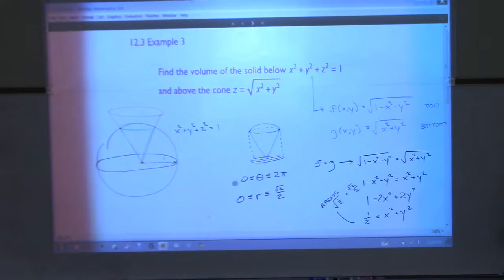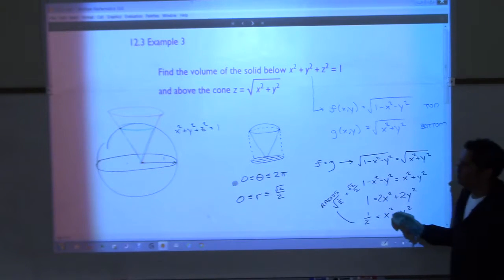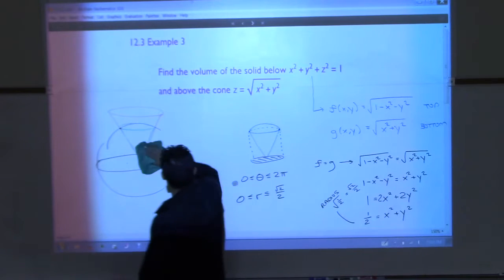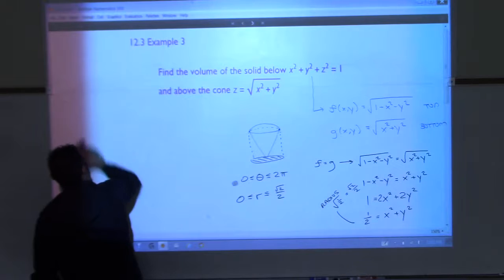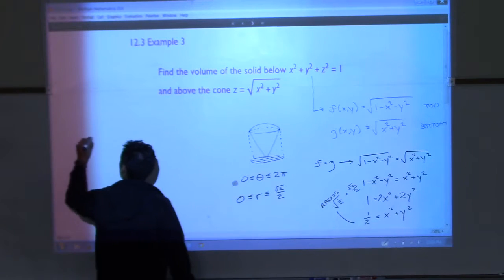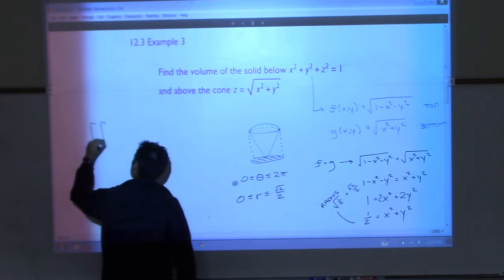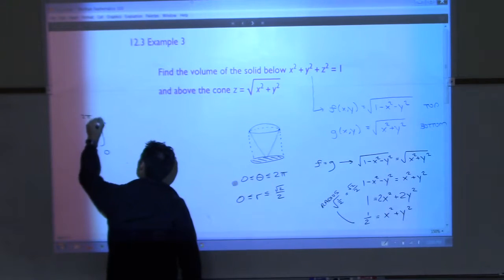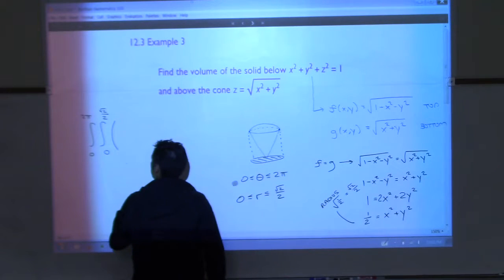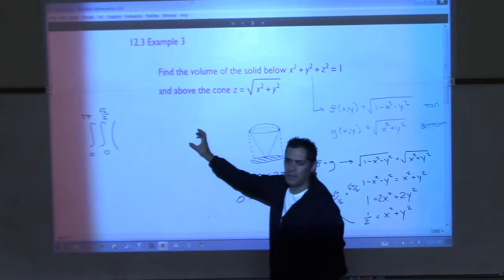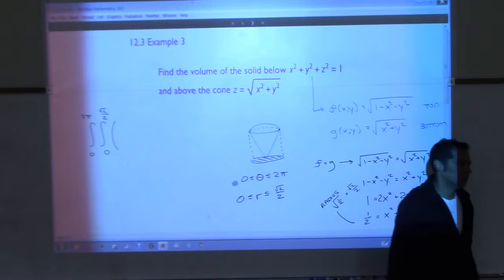All right, I think we're ready. I think we're ready to set this integral up. So we're going to do a double integral. Our limits of integration are going to be from 0 to 2 pi, 0 to root 2 over 2. Then I've got to do the f function minus the g function, right?